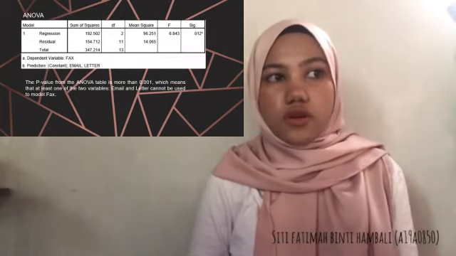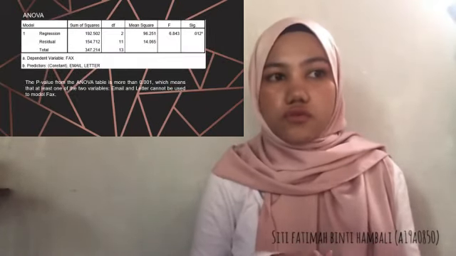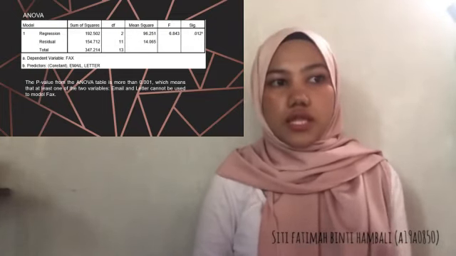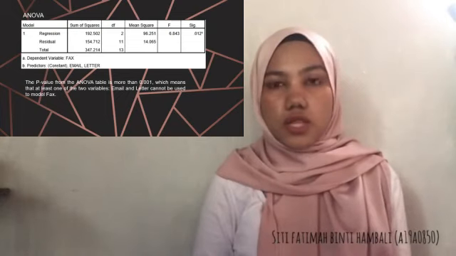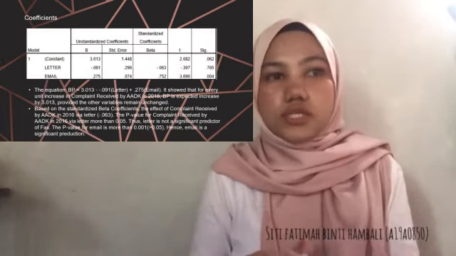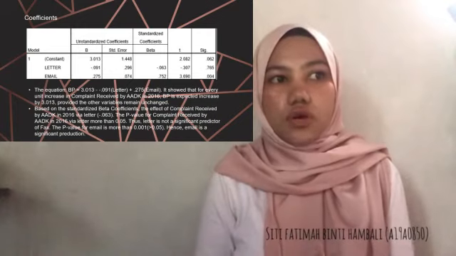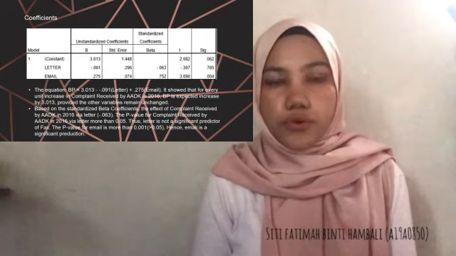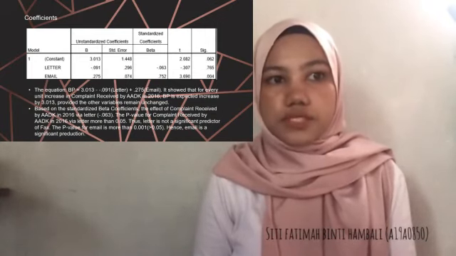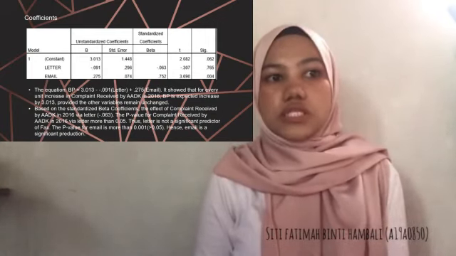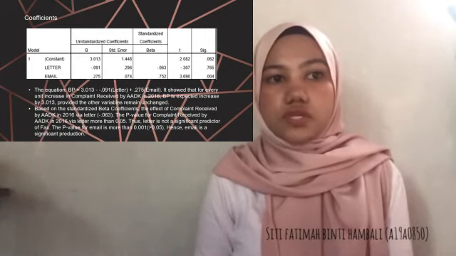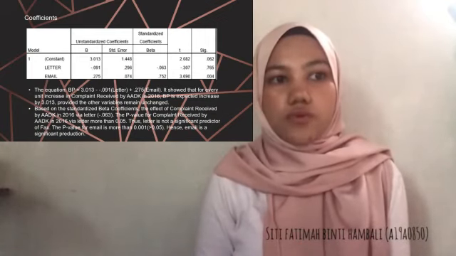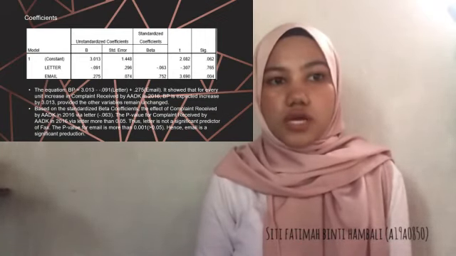Then the table for ANOVA. The p-value from the ANOVA table is less than 0.001, which means that at least one of the two variables, email and letter, can be used to model the data. The third one is the coefficient table. For the equation BP = 3.013 plus letter plus email, it shows that for every unit increase in complaints received by AADK in 2016, BP is expected to increase by 3.013, provided the other variable remains unchanged.